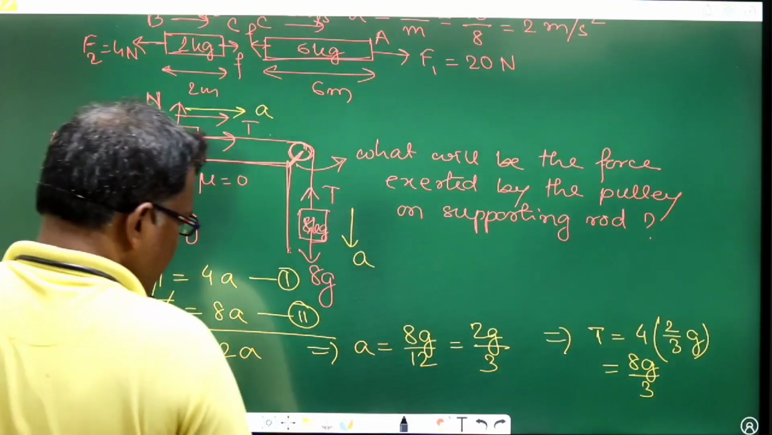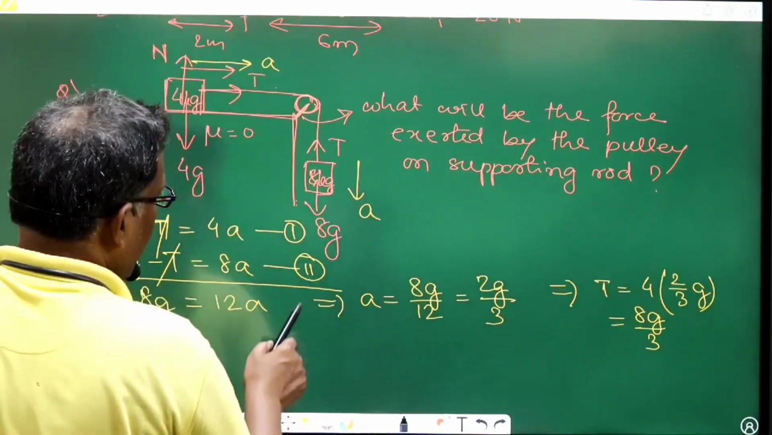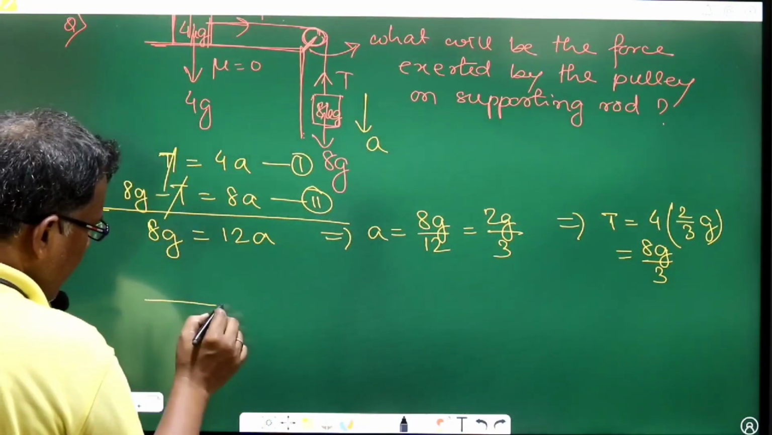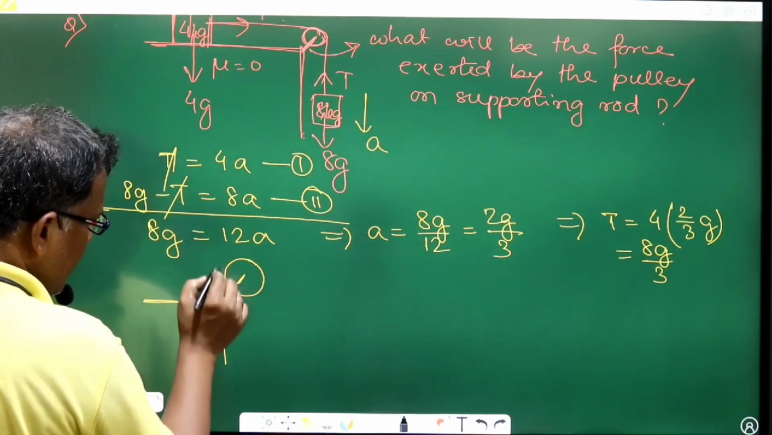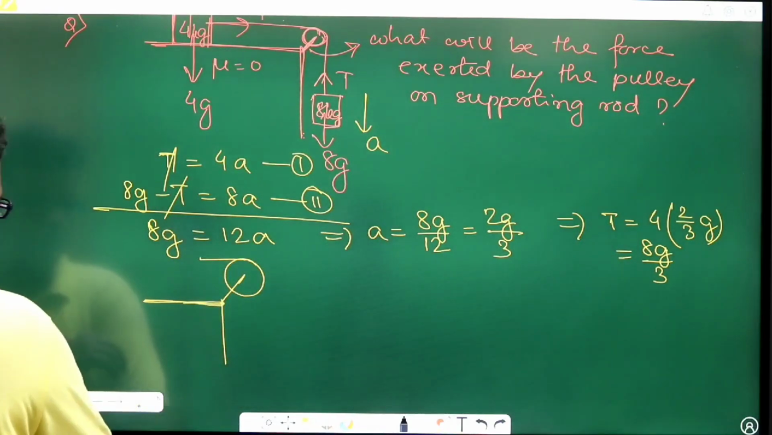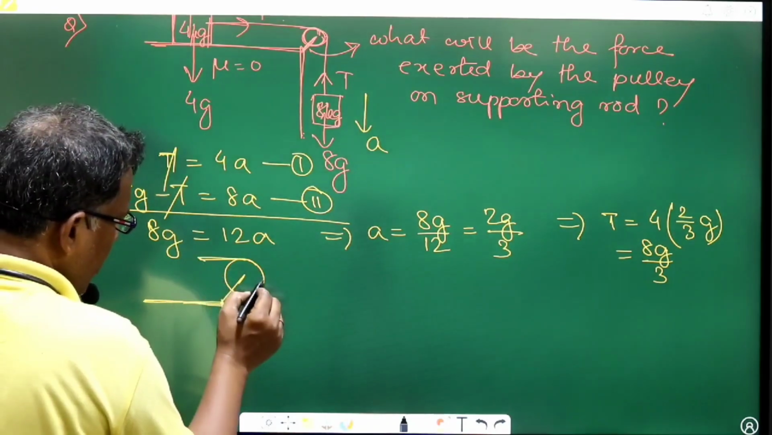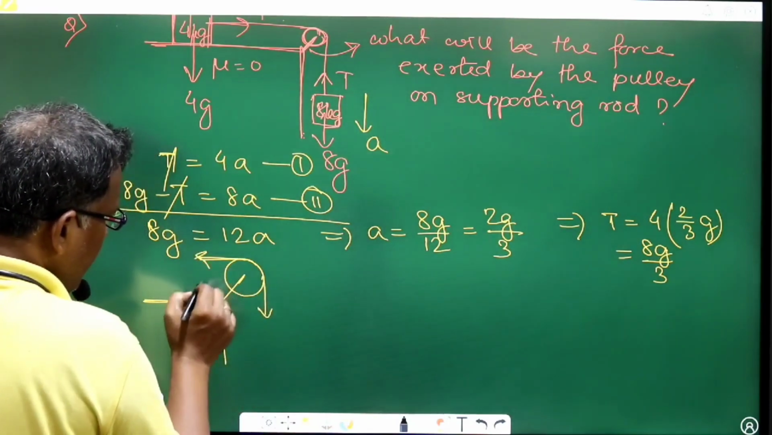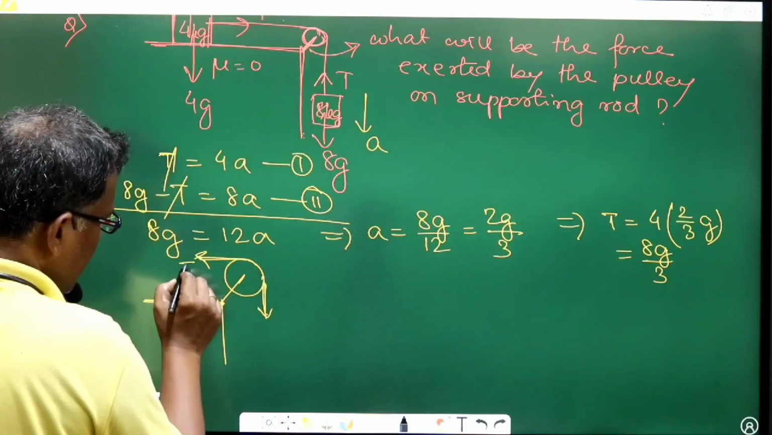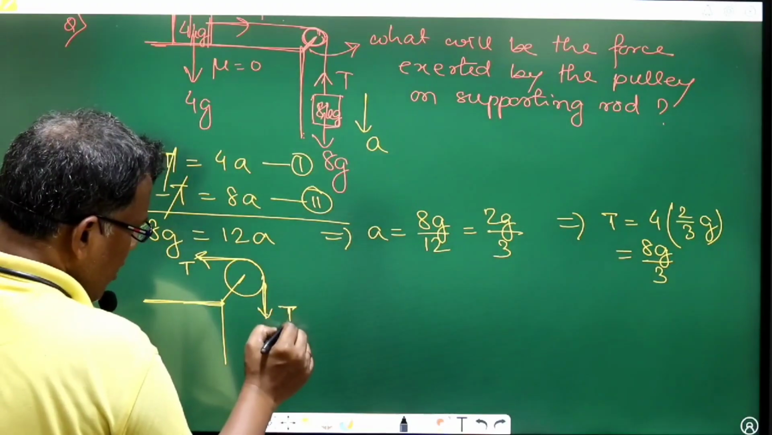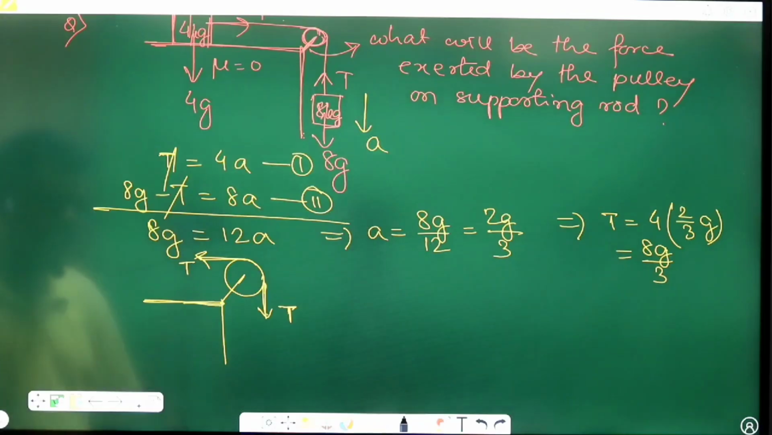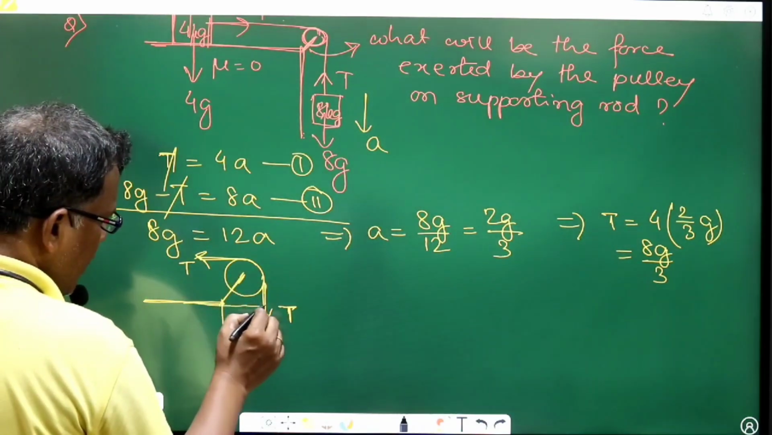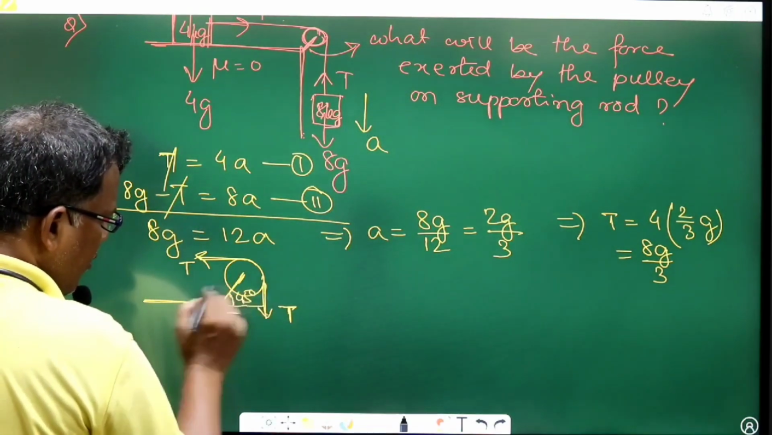If the tension force is 8g by 3, then I have asked about the force exerted by the pulley on the supporting rod. So the diagram is like this. The pulley has no mass at all. The pulley is given no mass for itself. So how then can the pulley exert force? Because these are the two tension forces of the string that will compress the pulley along the supporting rod, right? So geometrically, it has to be at an angle, symmetrically 45 degrees.